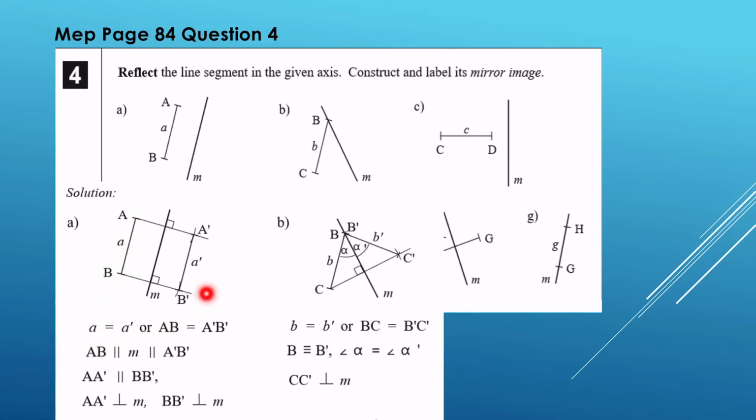What we can note is that distance AB is equal to distance A prime B prime. AB is parallel to M and also parallel to A prime B prime. AA prime is parallel to BB prime because both of them are perpendicular to line M.